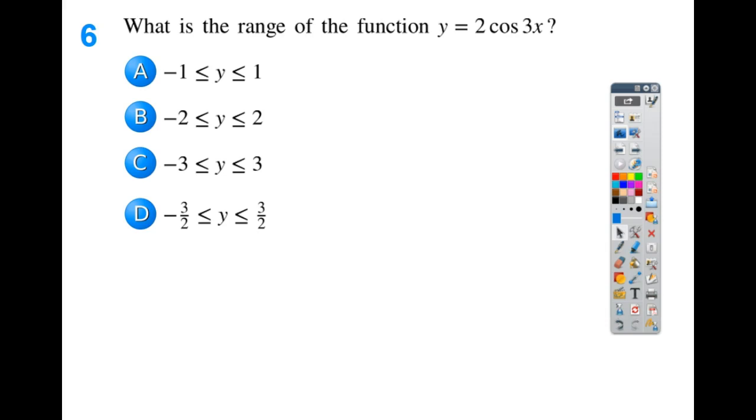Okay, is it the same way for tangent? There's no range for tangent, right? It's negative infinity to infinity.